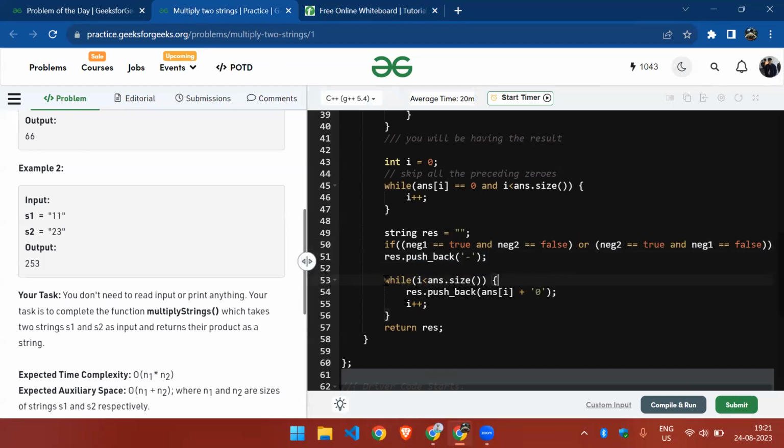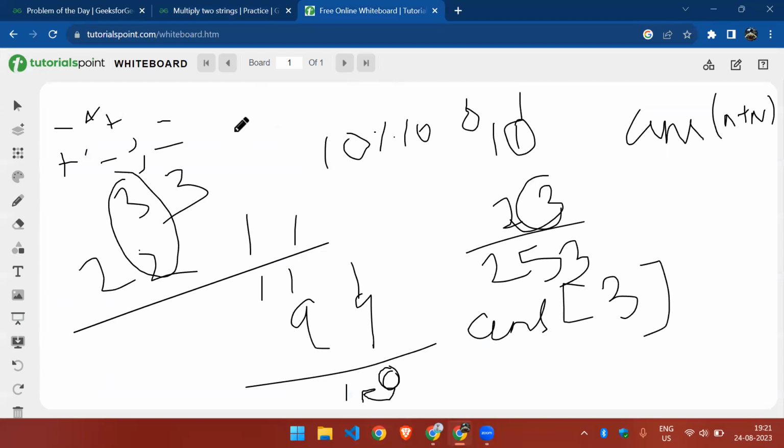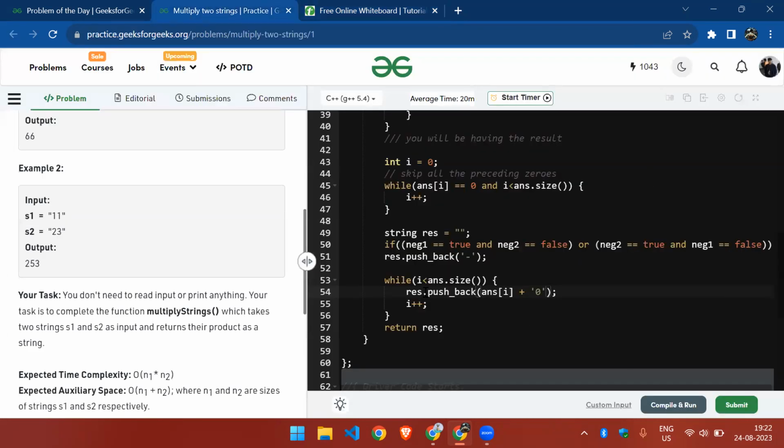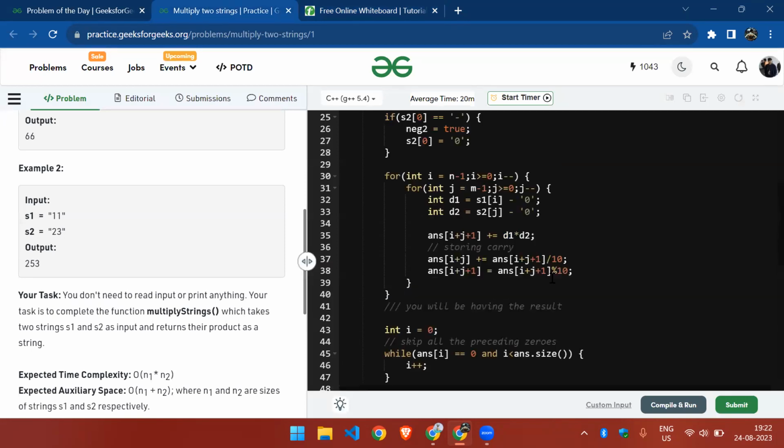Now, until my I reaches the end of this vector, I will simply push all the elements and I will make sure to convert all the integers into string. So if you remember the trick, any digit, if it were 9 minus 0 would give you integer, right? Now, any integer, if you add with the ASCII value, you will get it in the string form. Okay, so that's why I have added ASCII value of 0 to it. Then I have incremented my I, and in the end, I have returned the result.